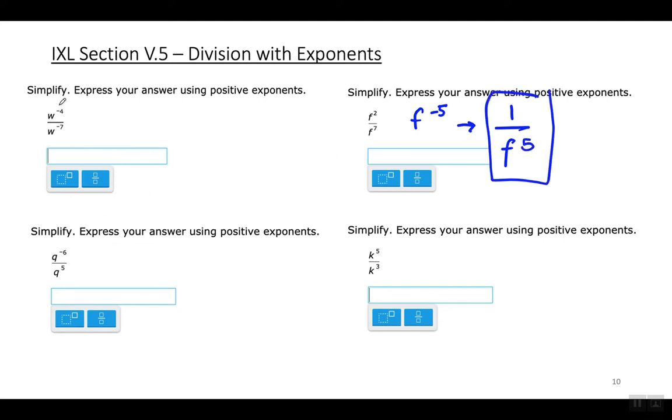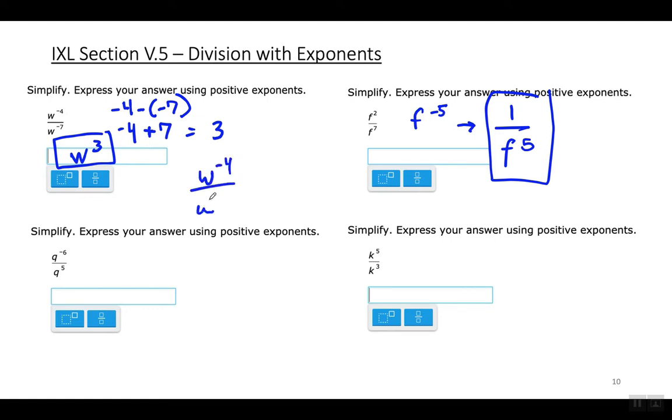All right, so like this one, I subtract the exponents. So look, if I subtract the exponents, negative 4 minus negative 7, that's going to become negative 4 plus 7. Negative 4 plus 7 is positive 3. So my answer is w to the 3rd power. Another way you could have thought about it is first get rid of the negative signs. So w to the negative 4 power over w to the negative 7 power becomes w to the 7th power over w to the 4th power. And when you subtract the exponents, you get w to the 3rd power. All right, whatever works for you, as long as you get the right answer.